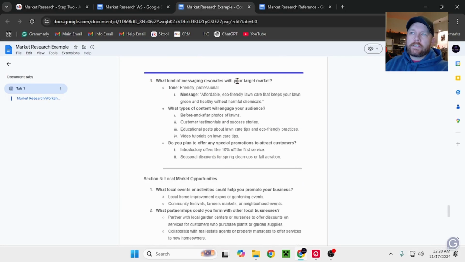What kind of messaging resonates with your target market? So in this particular case, a friendly tone, a professional message of affordable, eco-friendly lawn care that can keep your lawn green and healthy without harmful chemicals. And then what type of content will engage your audience? Well, in this case, before and after photos make a huge difference. Seeing the lawn all overgrown after winter, then cut up nice. A picture's worth 1,000 words, right?